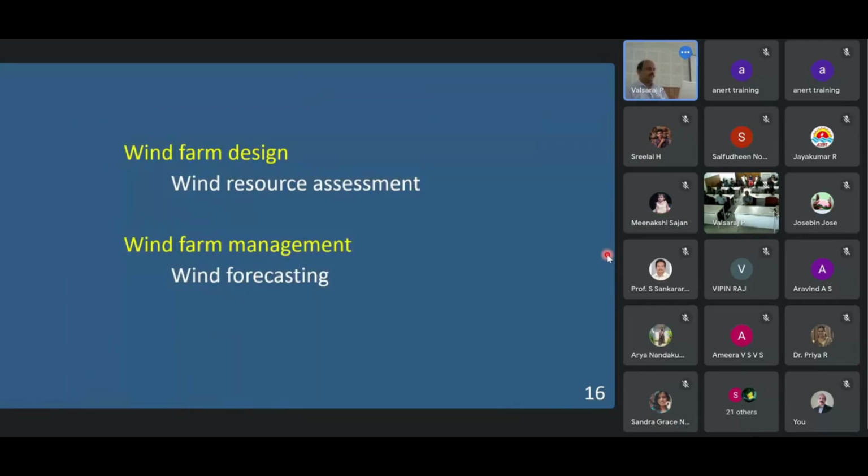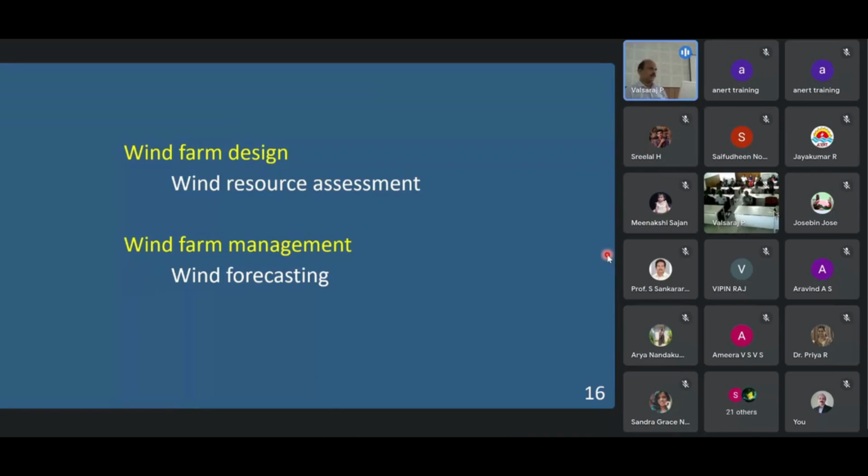Now, as I said, wind farm design and wind farm management. For wind farm design, to decide whether to install a wind farm, we first have to study the wind resource available there. That's called a wind resource assessment. At least 1 year; more than 1 year is well and good. For covering the entire seasonal cycle, you have to measure the available wind. Only then can you decide whether to go ahead with the wind farm.